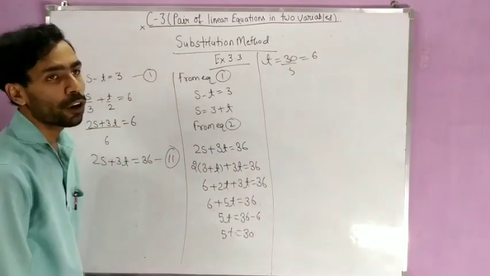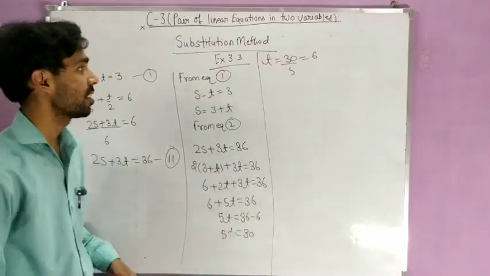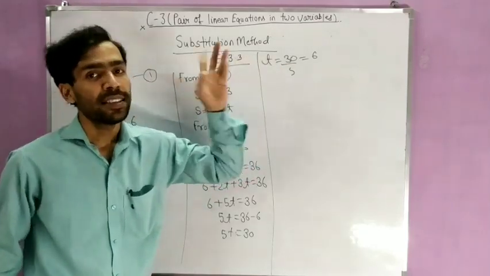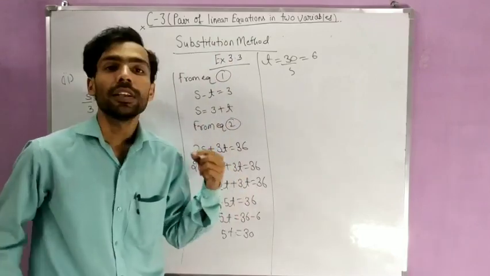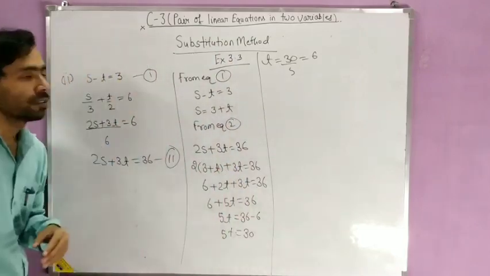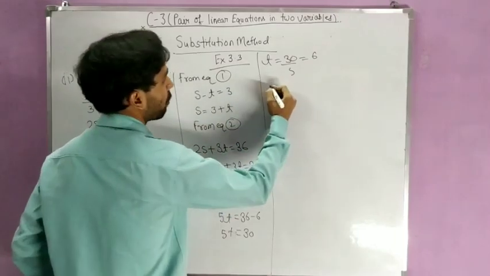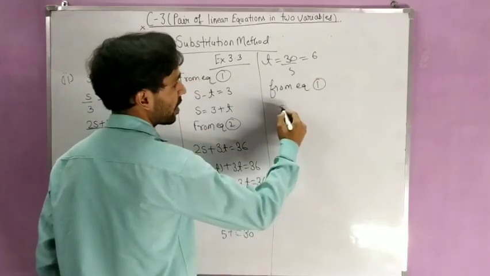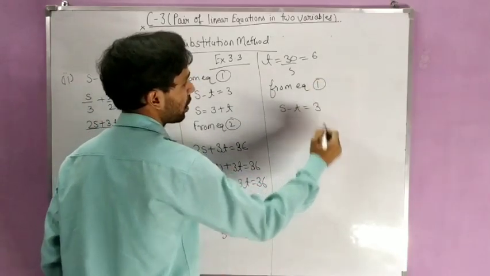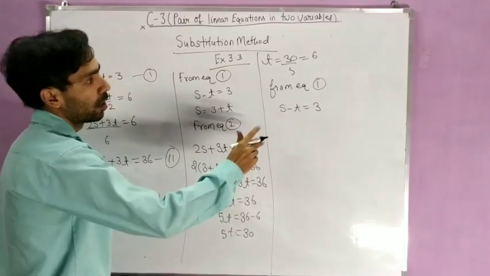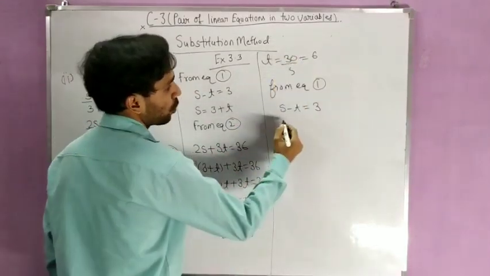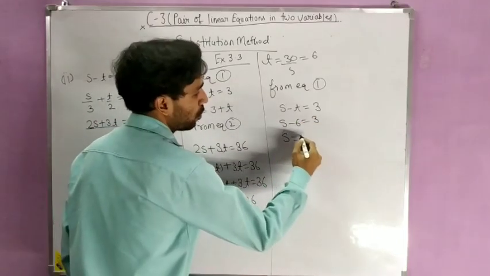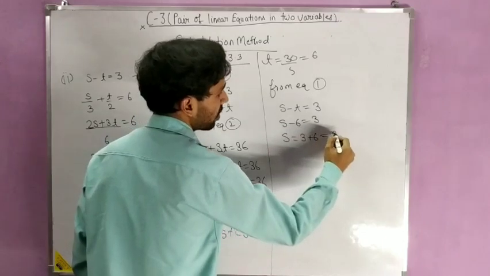So you have got the value of t. The value of t is 6. One variable you have calculated, now s is left. You can take out the value of s from any of the equations. From equation 1, s minus t equal to 3. Now put the value of t here, so s minus 6 equal to 3, so s will be equal to 3 plus 6, which means 9.